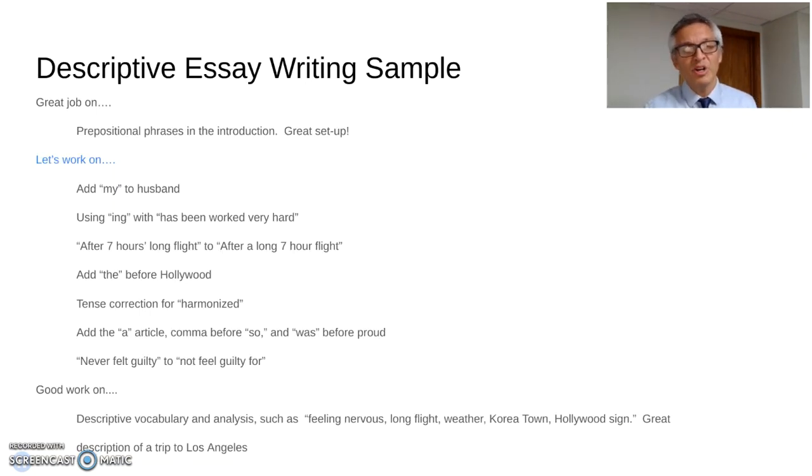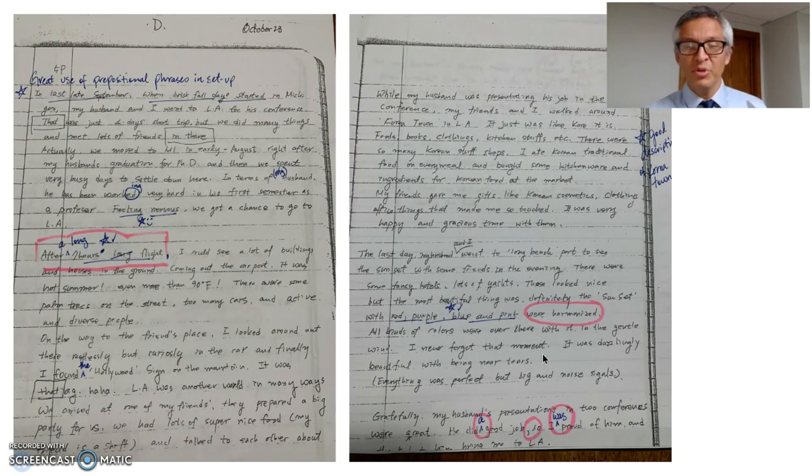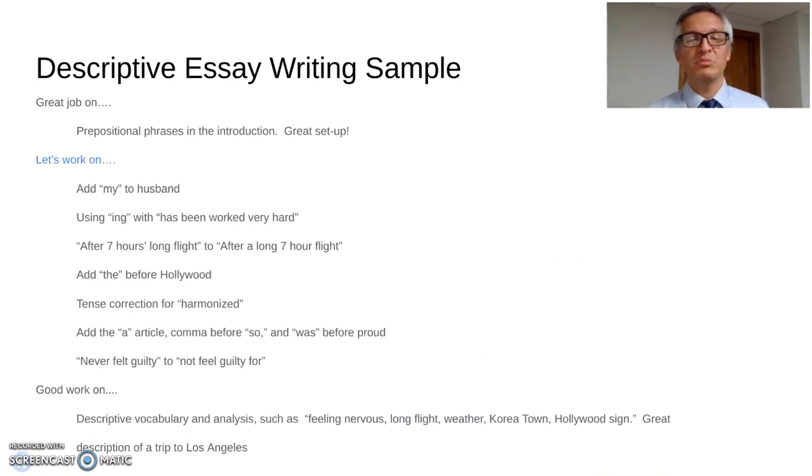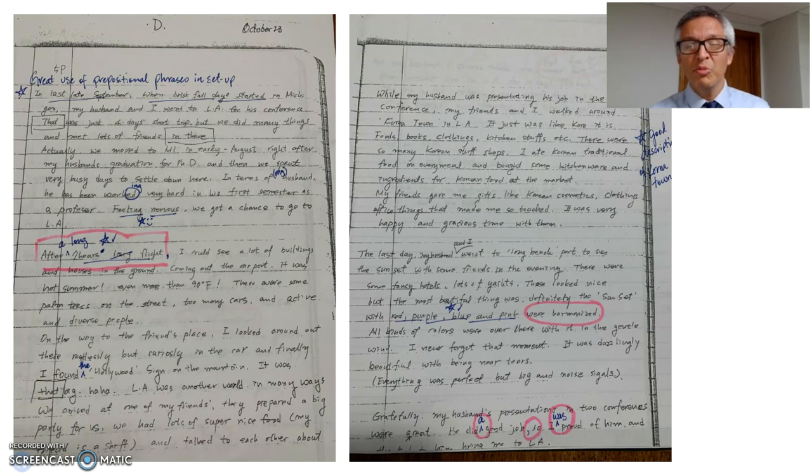We're going to add an article before a here. I love this part here. He did a good job. So instead of he did good job, he did a good job. We're going to add a comma before so. He did a good job, comma, so. And was here. He did a good job, so I was proud of him. Instead of he did good job, so I proud of him, he did a good job, so I was proud of him.